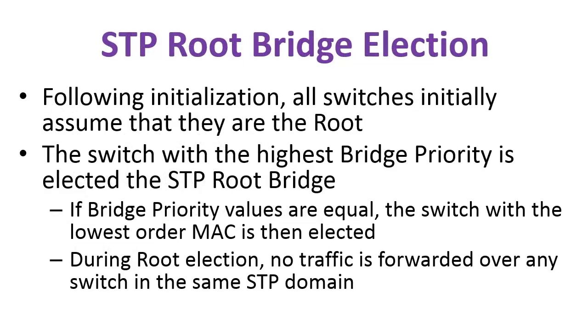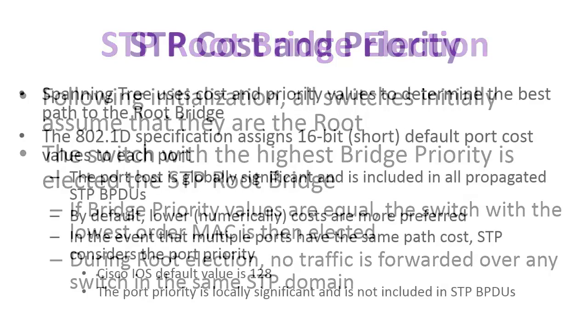So, Spanning Tree root bridge election. Following initialization, all switches initially assume that they are root, but the switch with the highest bridge priority is elected the Spanning Tree root bridge. Now, all things being equal, if nothing's been configured and all things are set to default, then the root bridge is chosen by the lowest MAC address. During root election, no traffic is forwarded over any switch in the same Spanning Tree domain until things are stabilized and there's a loop-free topology.